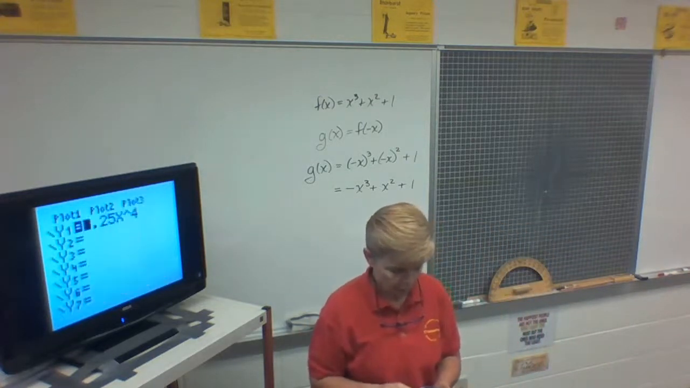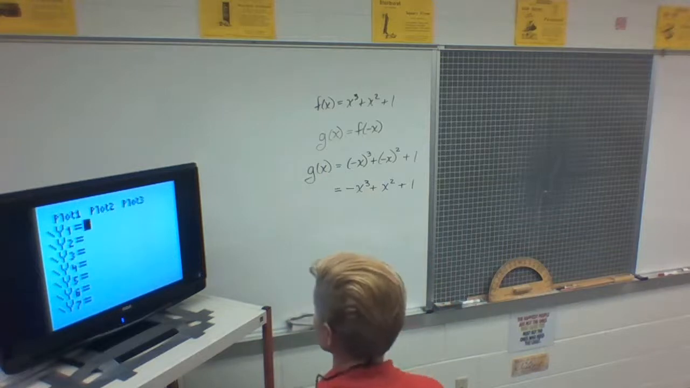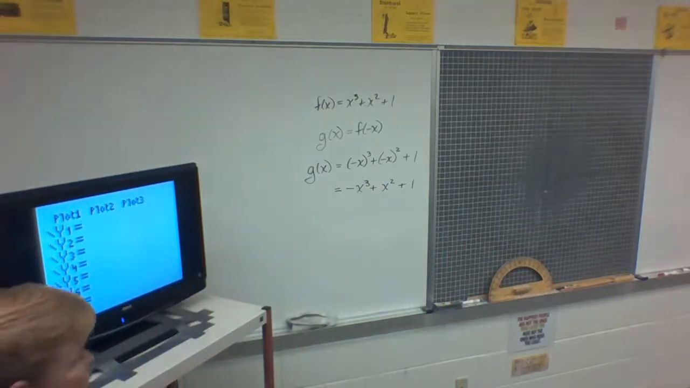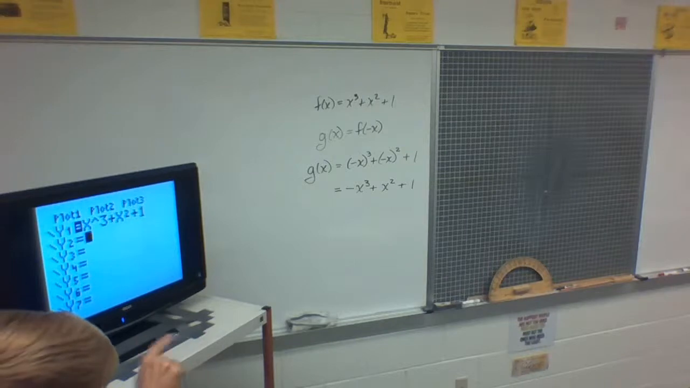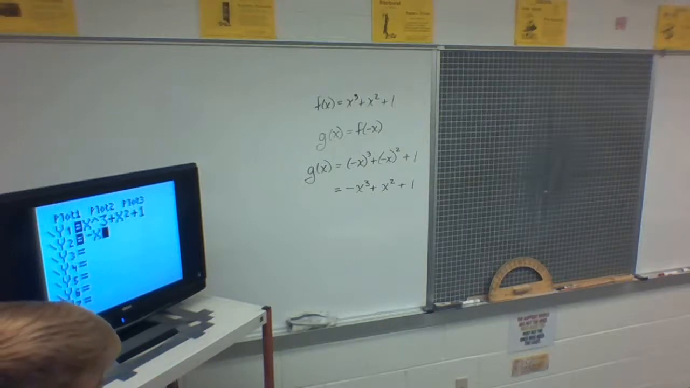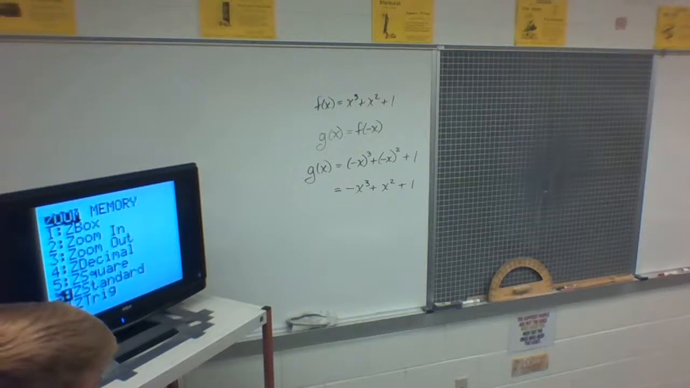Go to y equals. I'm going to graph both of these. I want to show you another cool thing about your calculator and what it can do with two functions at a time. We're going to have the original, which is x raised to the third plus x squared plus 1. That's our original that we want to compare it to. And the second one, now we've got it all cleaned up, is negative x cubed plus x squared plus 1. Going to graph both of those together. I'm thinking the screen I've got might be big enough. I'll go to a standard screen, just so we can see it.